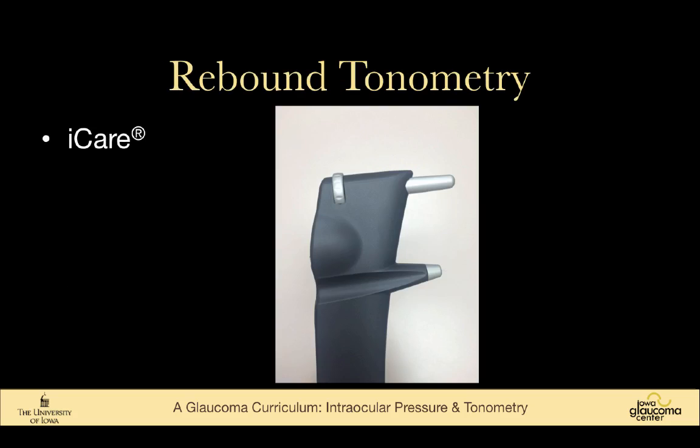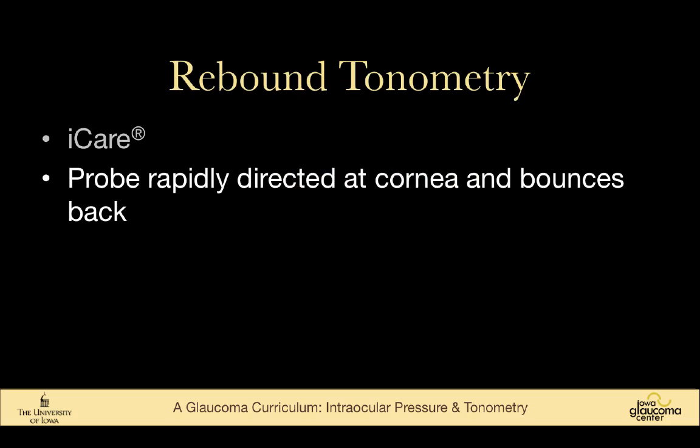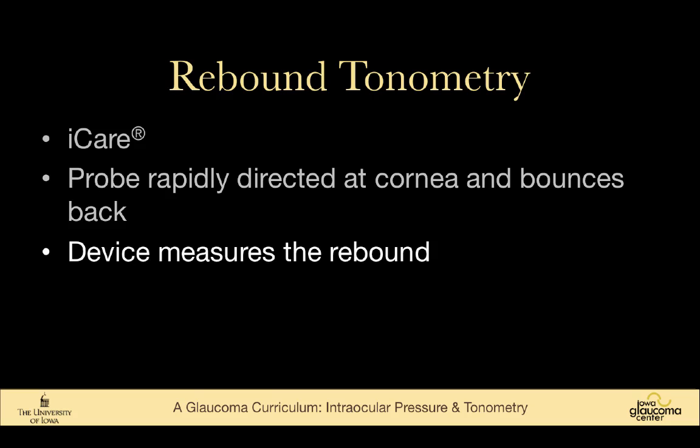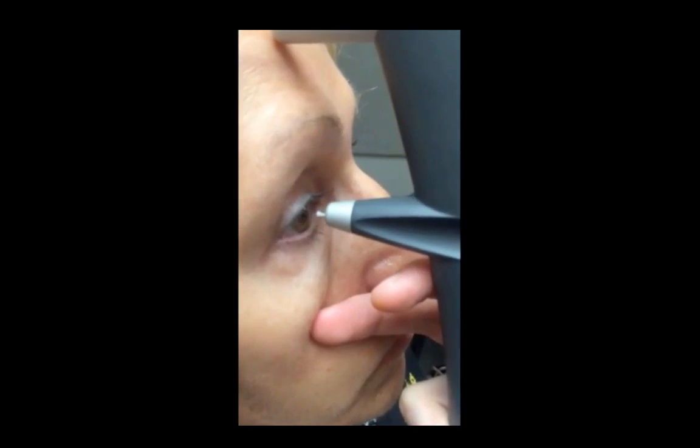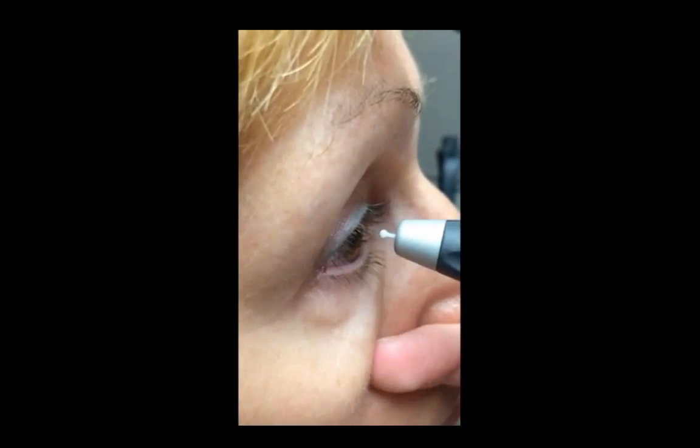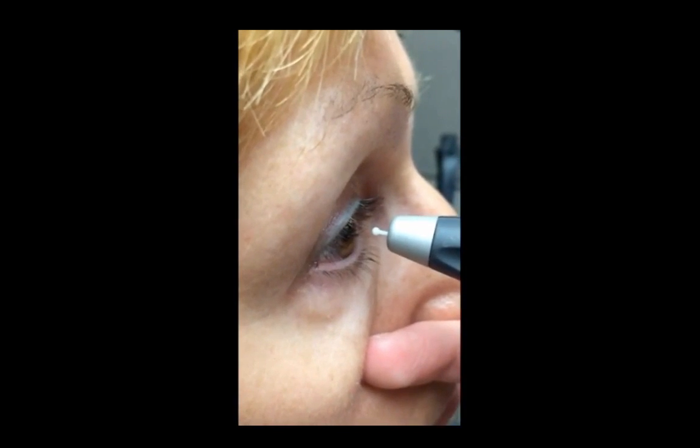Rebound Tonometry, or iCare, is relatively newer. There is a probe that is directed at the cornea and bounces back, and the device measures that rebound that occurs off the cornea. So this is the iCare in process. Very fast here, a little bit slower motion. You can see it bouncing off the cornea.